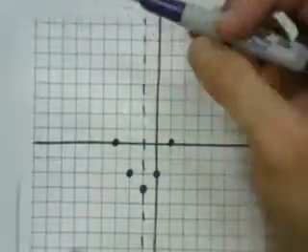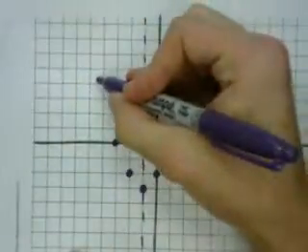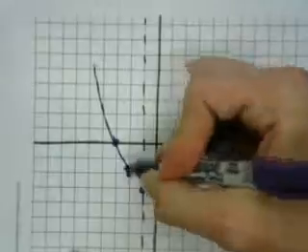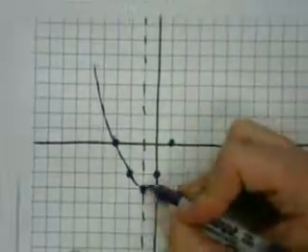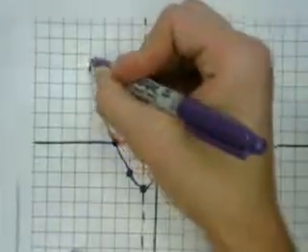But here we're done. We basically found all our intercepts, our axis of symmetry, and our vertex. So all that's left is to connect the points in a parabolic way. And there we go. There's a parabola.